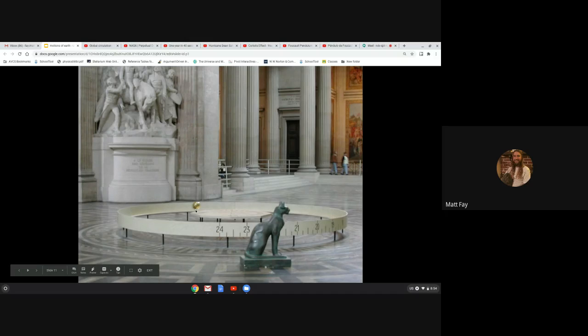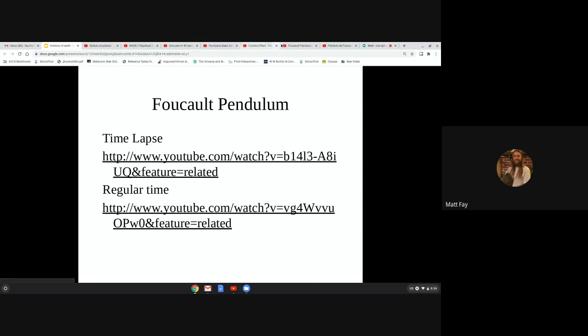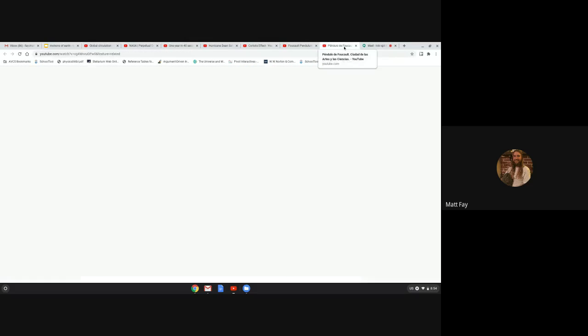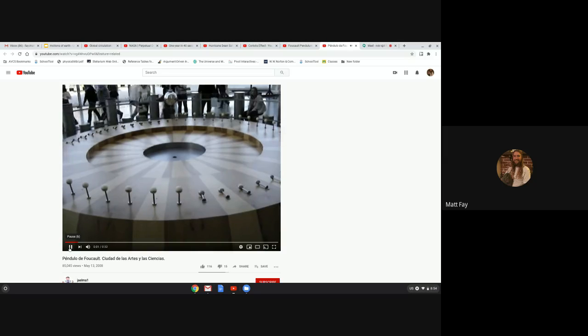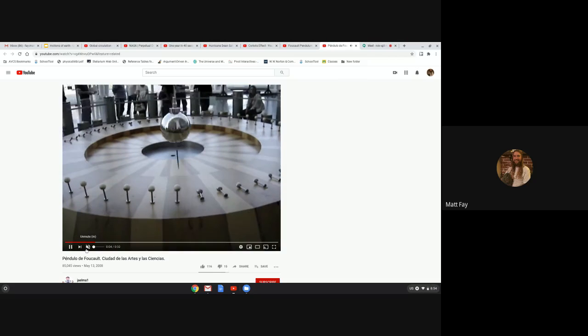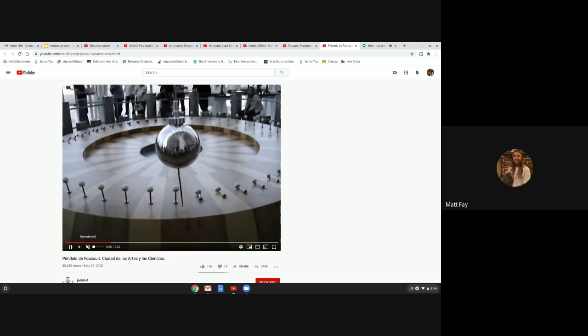And you might say, how does a swinging pendulum prove that the Earth rotates? Okay. Well, we take a look at these videos here. Here's a modern pendulum in a museum. If you can read, I believe that's Spanish. Maybe you could tell us where this museum is. Okay, and so we have a heavy bob swinging back and forth. This is a pendulum.